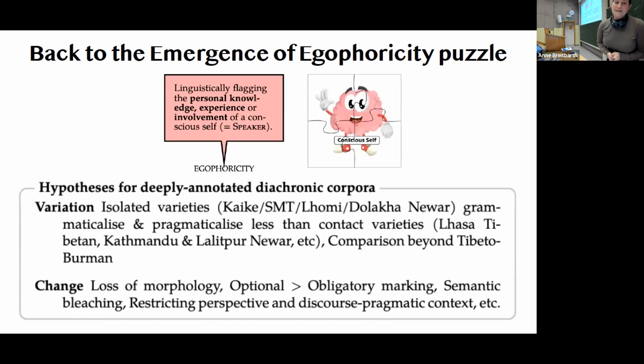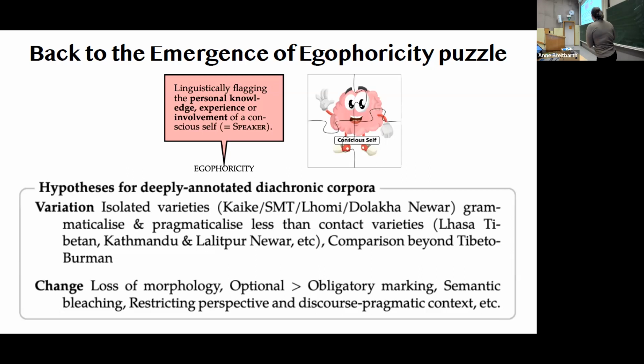So some hypotheses, as I said, we have these isolated varieties: Kaike, Lomi, Dolakha Newar. The idea is that they probably grammaticalize less than contact varieties. The contact varieties would be Lhasa Tibetan, Kathmandu, Dalipur Newar. And then we will do a comparison between all the Tibeto-Burman languages. So between Kaike, the Tibetan ones, the Newar ones, etc.